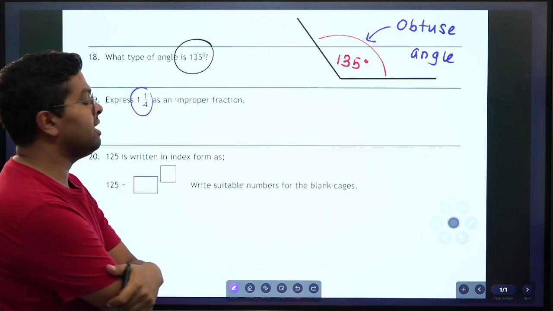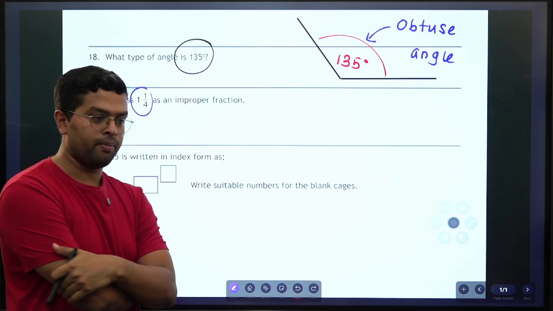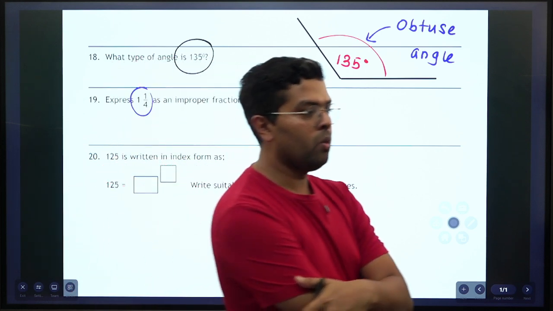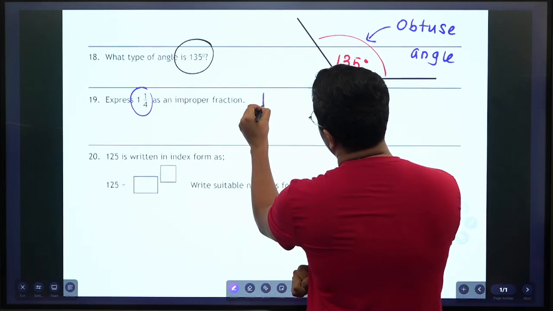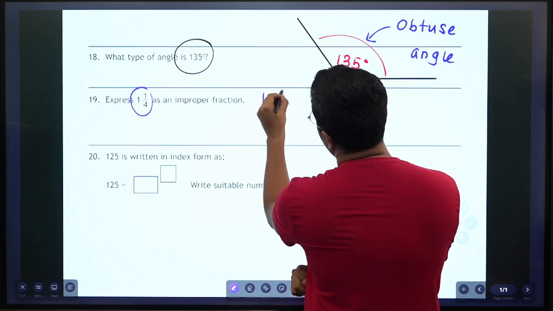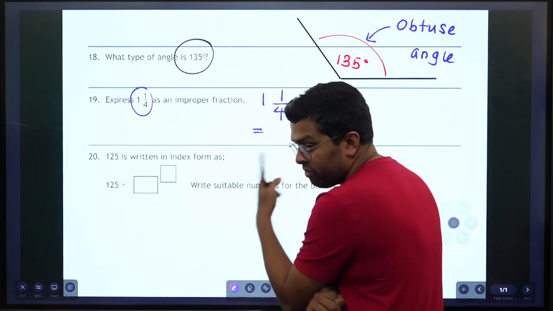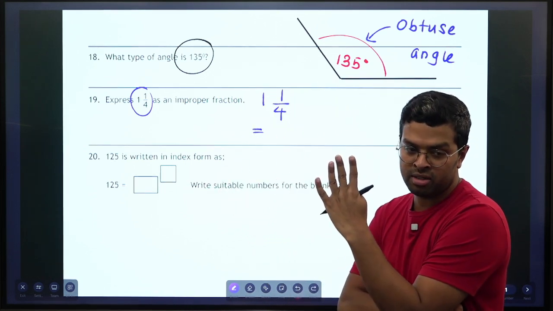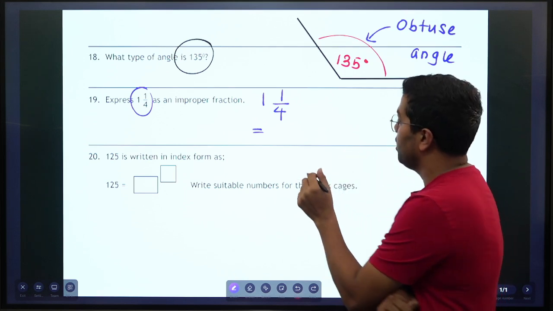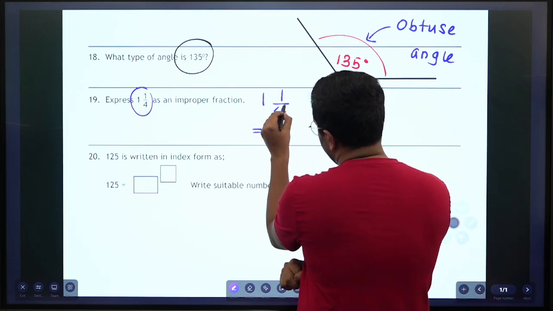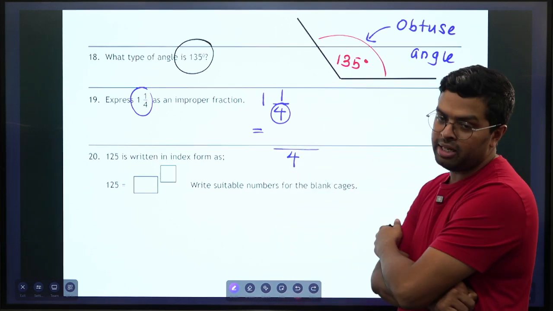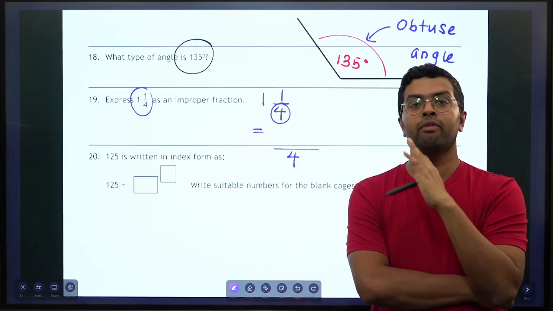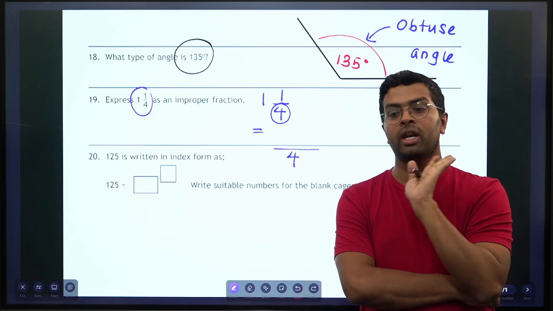Express 1¼ as an improper fraction. What is the easiest method? We have done a lot of these kinds of questions during our classes. The thing you have to remember is we do not make any change to the denominator. Let's keep it as it is.